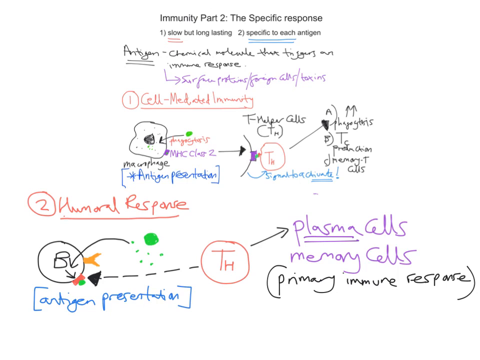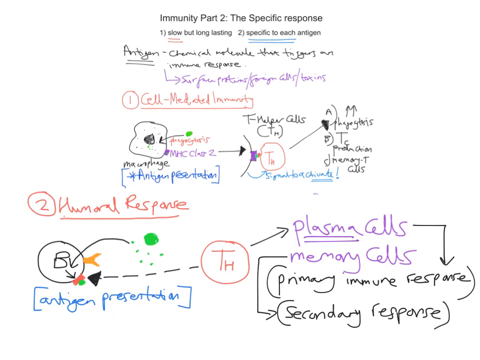Now, the memory cells that are produced remain after infection and they provide the long-term immunity. They circulate in the blood and the tissue fluid, and they can divide rapidly into plasma cells to produce antibodies when the pathogen is next encountered. And that gives rise to the secondary immune response. So the plasma cells lead to the primary, the memory cells contribute to the secondary immune response.